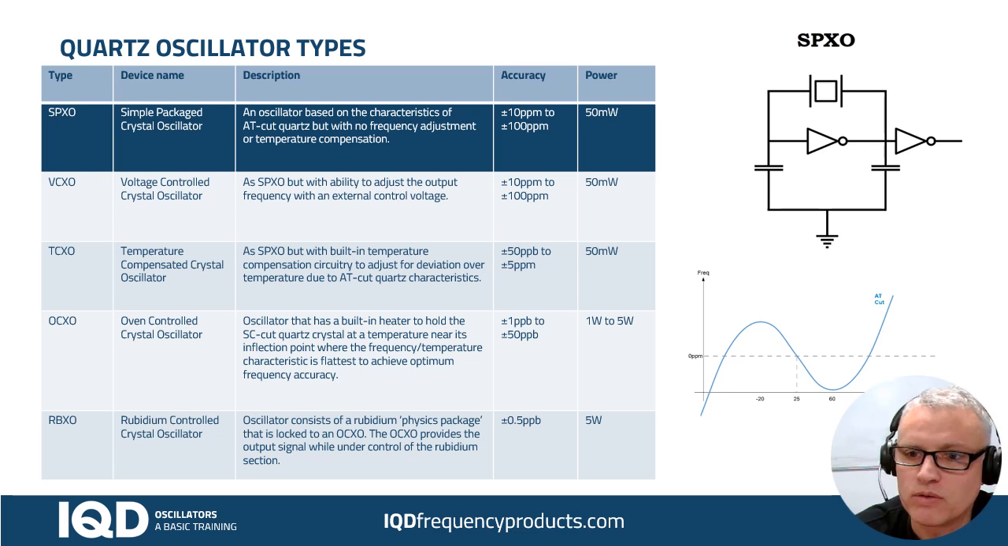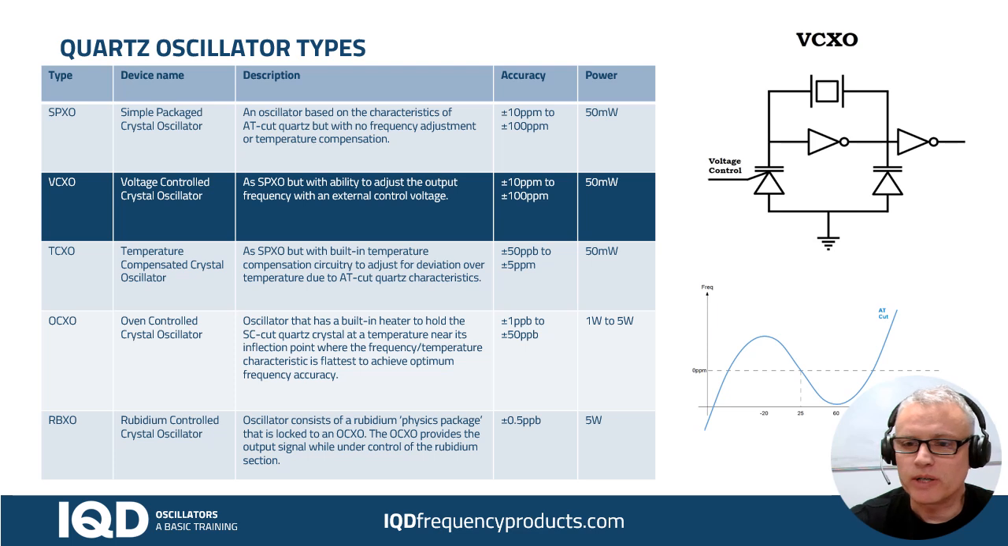might be accurate to 10 to 100 ppm, might draw about 50 milliwatts, and as I said, the temperature response would look very similar to the curve down there. We can change the temperature response a little bit by changing the cut that we use for the crystal, but it's going to follow that y equals x cubed behavior that we see on the graph there.